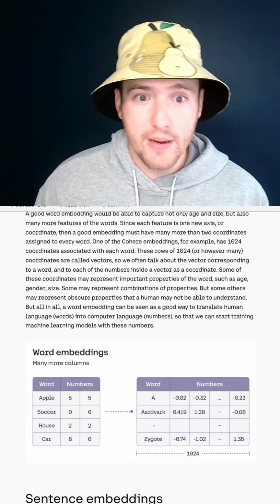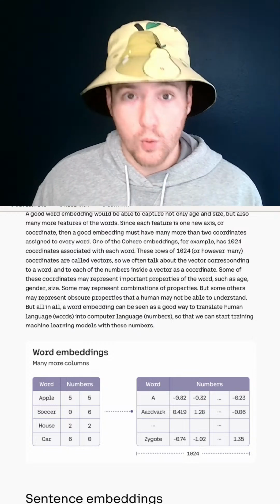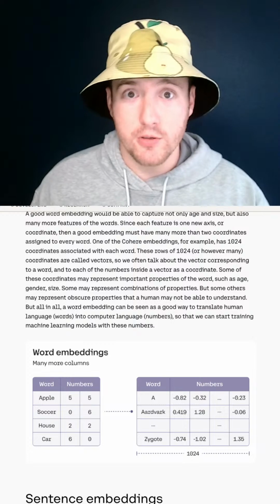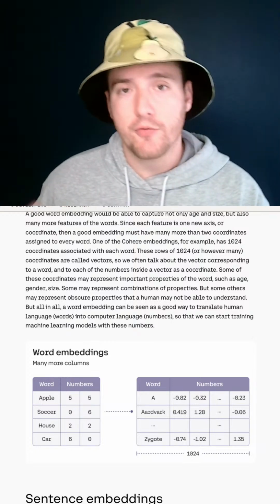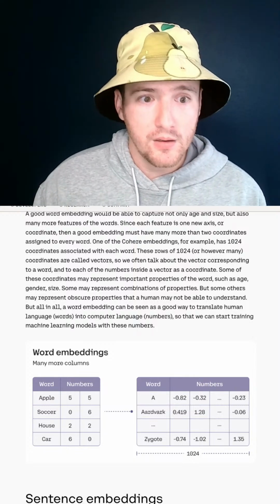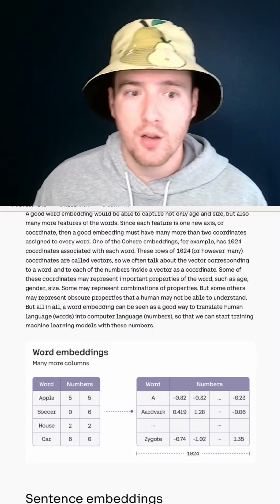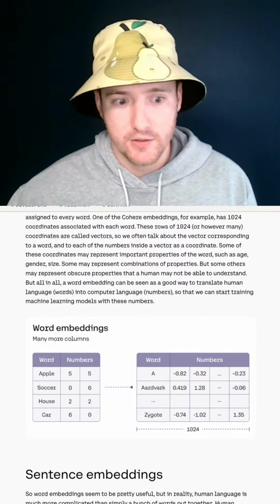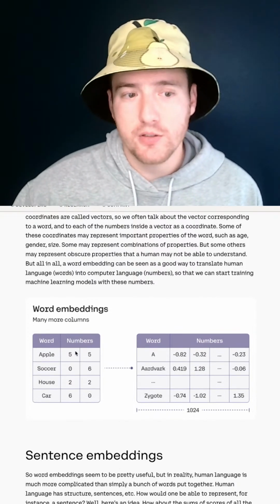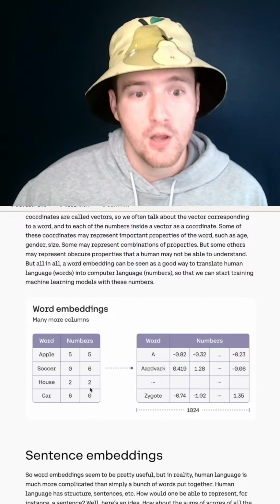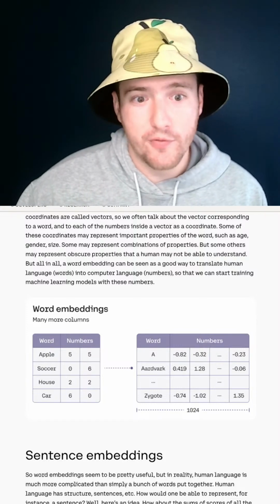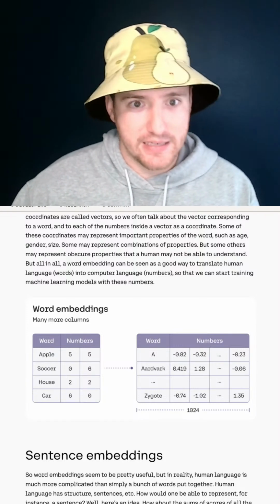They might have similar meaning, but the words are completely different. So these word embeddings can be used to translate human language, words, into computer language, numbers. So we're translating words into numbers, a way for something that we use to communicate into numbers so the computer can understand. And this is how we get to start training machine learning models with these numbers. So again, on the left, you can see here's the word. Here's the associated numbers. Again, this is only 2 columns for our example, but then on the right, we go from 1 to 1024 different embeddings, different coordinates.